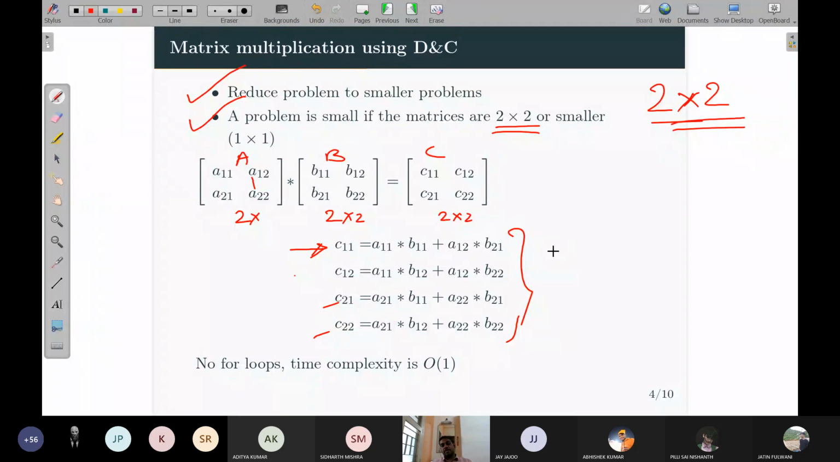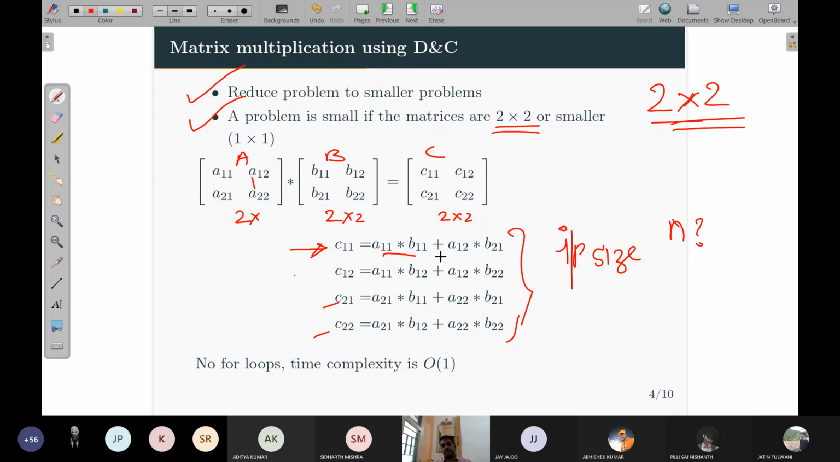Will this depend on the input size? What is the complexity of executing these expressions? Constant. Why? Because do you have any n there? We don't have any n.